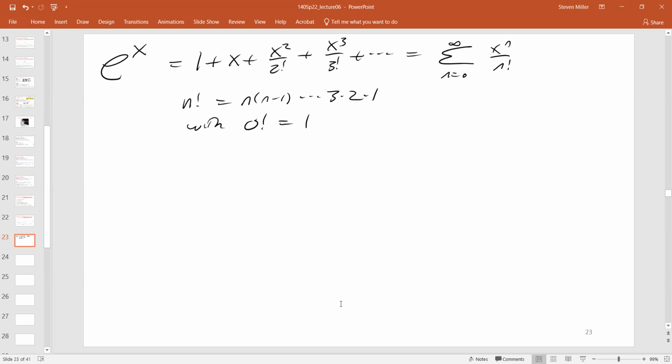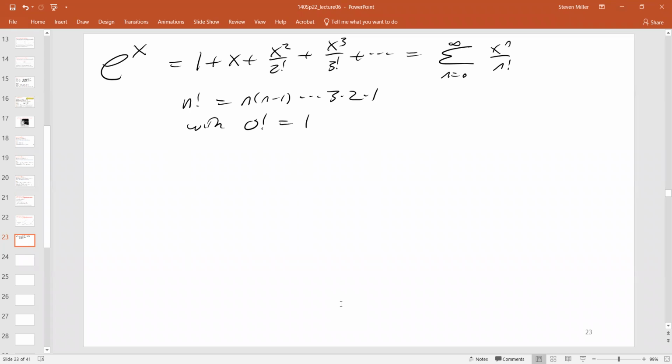And you can view the factorial function as the number of ways to order n objects when order matters. So president, vice president, secretary, treasurer, we have 4 positions, we have 4 people. There's 4 factorial, 4 times 3 times 2 times 1, or 24 ways to assign the 4 people to the jobs.